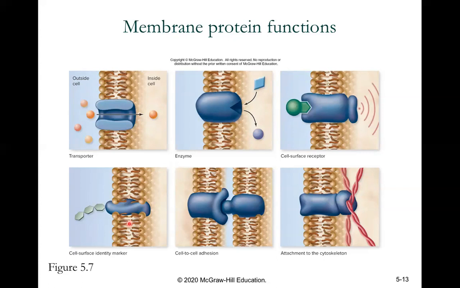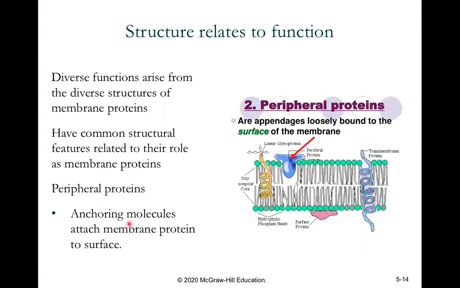for future information. We have cell-to-cell adhesion as well, where different proteins in that membrane are connecting, allowing for adhesion amongst and between different cells. So cells are communicating as well. Attachment to the cytoskeleton also occurs on the membrane using these different proteins, along with the fibers that we have talked about previously. These structures are related to function. So we know there are diverse functions arising from the diverse structures of membrane proteins. They have a common structural feature in which they are related to their role as membrane proteins.